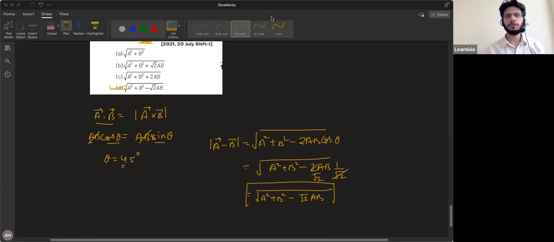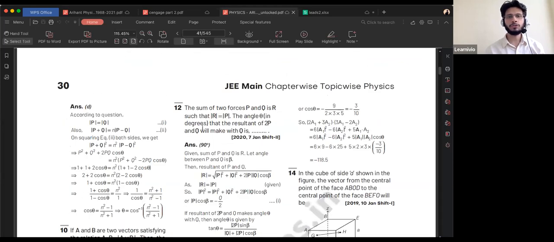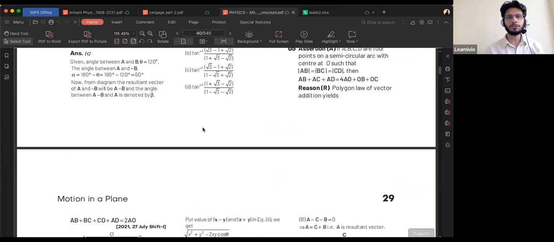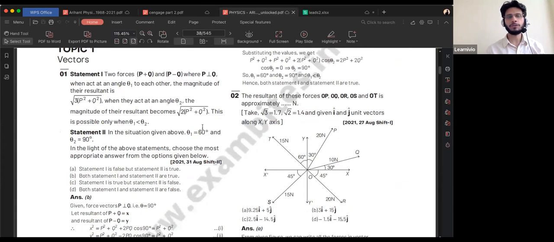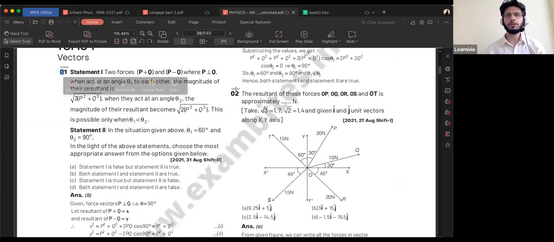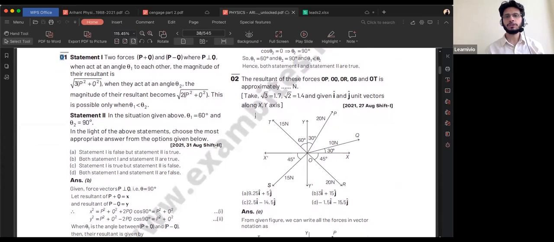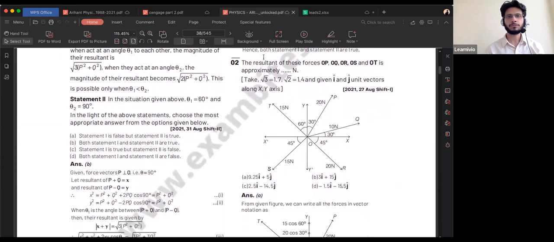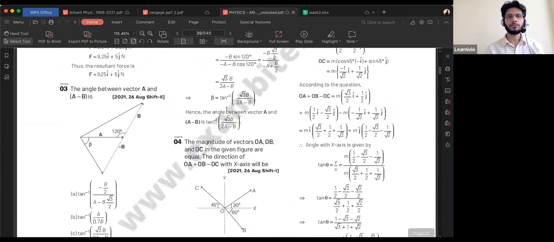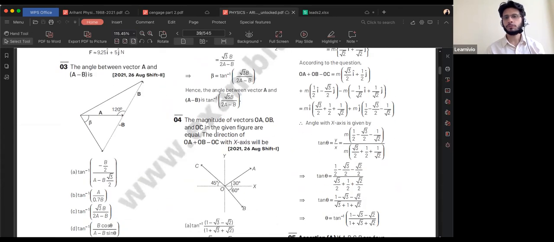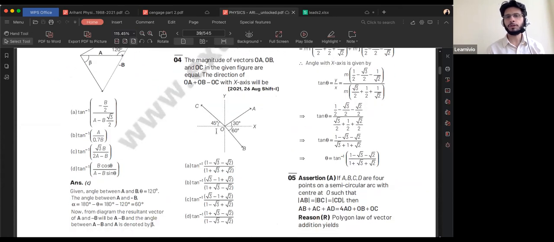I believe you must have written up to now. So this is that book. Someone from the operations team must have shared this book with you. In chapter 3, motion in a plane, the first question we already solved yesterday, so no need to do it. The second we also solved yesterday. Third would be your homework. The fourth you have already solved, so no need to repeat it.